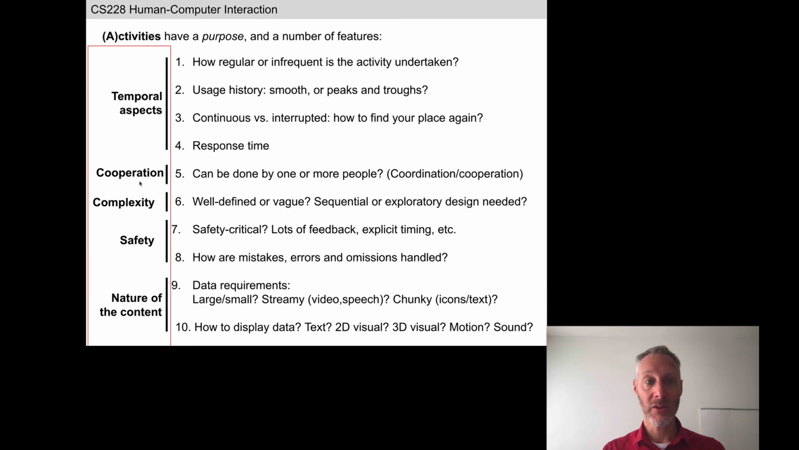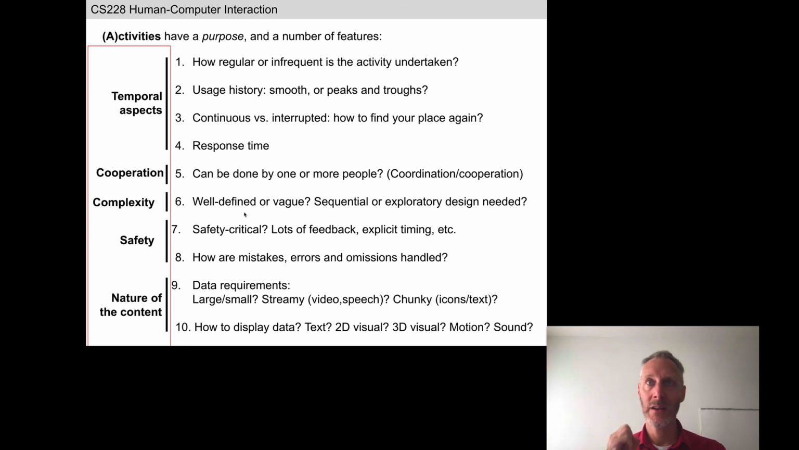We can also think about the social aspects of it. Is the activity going to be carried out by one person? Is it going to be carried out by a large number of people independently? Or is this activity going to be carried out by large numbers of people that have to try and coordinate and cooperate in some way? We talked about GitHub last time and how GitHub was designed to allow large numbers of people to collectively work on a coding project. Is the activity itself well-defined or vague?